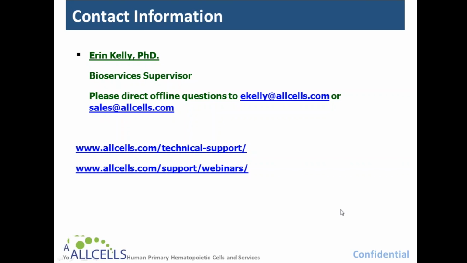The first question we have here is, what are the minimum specifications for primary cells products from AllCells? So that's a good question, since many researchers are worried about quality of cells being sent overnight. We have a minimum viability of 90%. So all of our products must be 90% viable upon receipt. We also have purity thresholds. So for most of our cells, our magnetically isolated primary cells, we require them to be 90% pure.